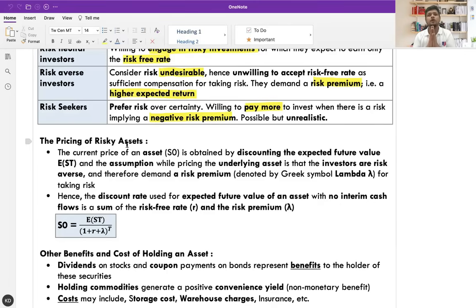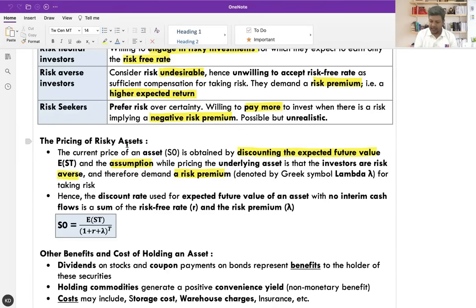So now when I'm going to estimate the price of the asset, what is going to happen? See this. The current price of an asset is obtained by discounting the expected future value, and the assumption while pricing is that investors are risk averse and therefore they also require a risk premium, which is denoted by the Greek letter lambda. So when you're going to find the present value of the expected price of the stock, you're going to discount it with not only the risk-free rate but also add a risk premium to it. Am I clear, everyone? Right?